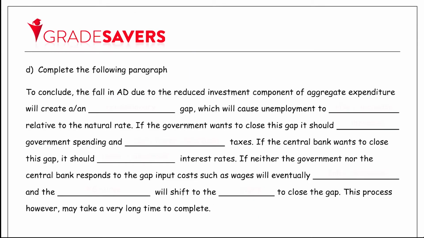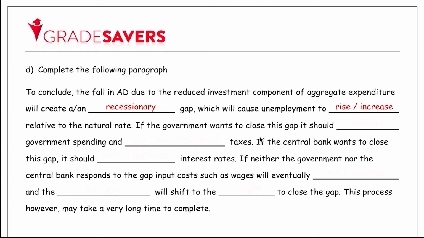Here it says, complete the following paragraph. To conclude, the fall in AD due to the reduced investment component of aggregate expenditure will create a recessionary output gap. And that's simply because AD is now going to be weaker than what is needed at the long-run equilibrium, which will cause the unemployment rate to rise or increase relative to the natural rate. So this is characteristic of a recessionary output gap. Whenever we are in a recession, the actual unemployment rate is likely to be higher compared to the natural unemployment rate.